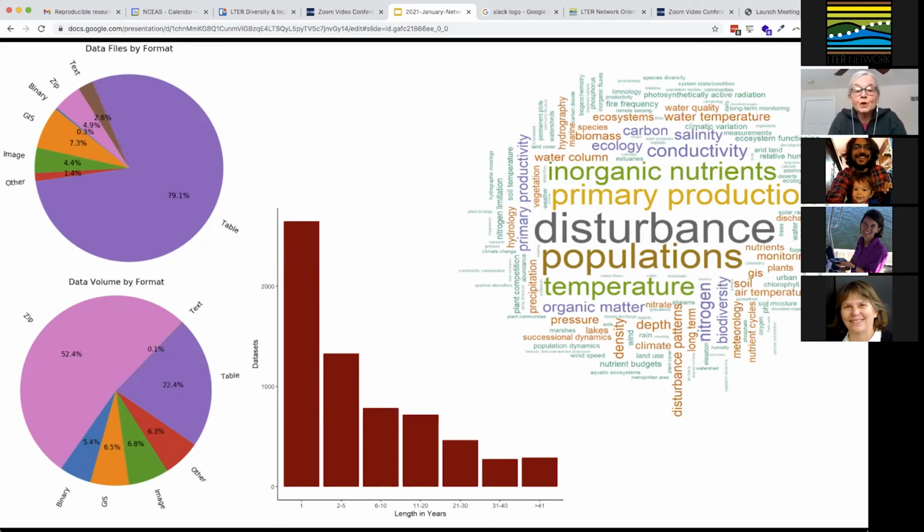And then there's a Wordle on the most used keywords that are trying to describe those data sets. And I'm happy to report that the LTR core areas are making the cut here and are the largest number of being used, which is disturbance, population, primary production, and inorganic nutrients.